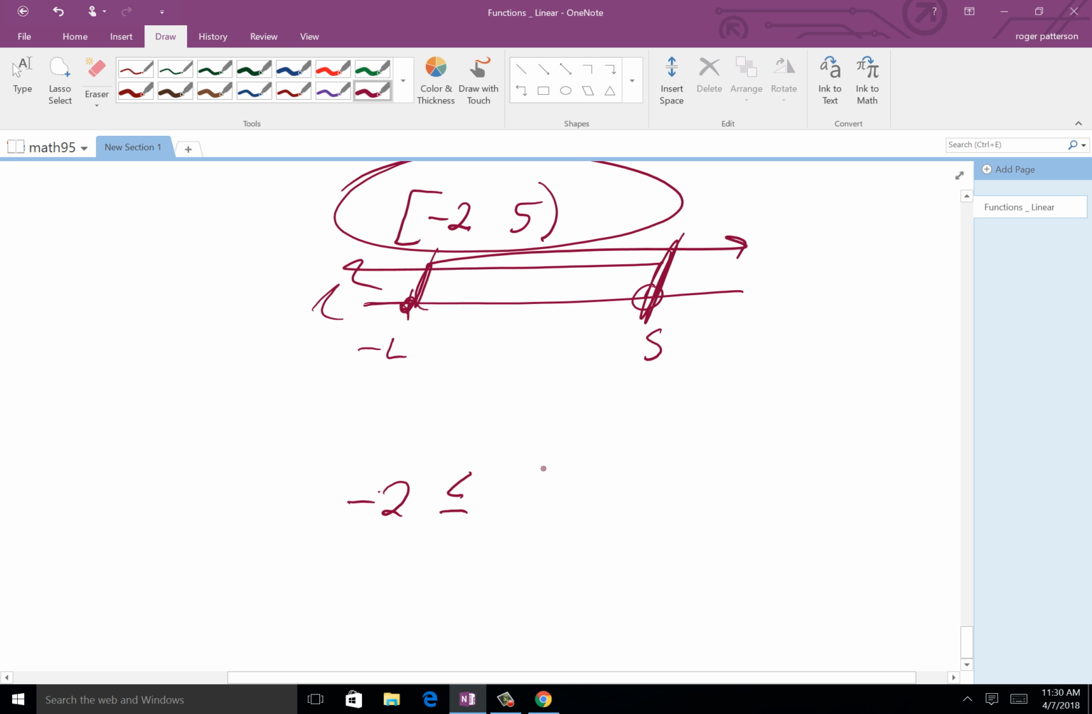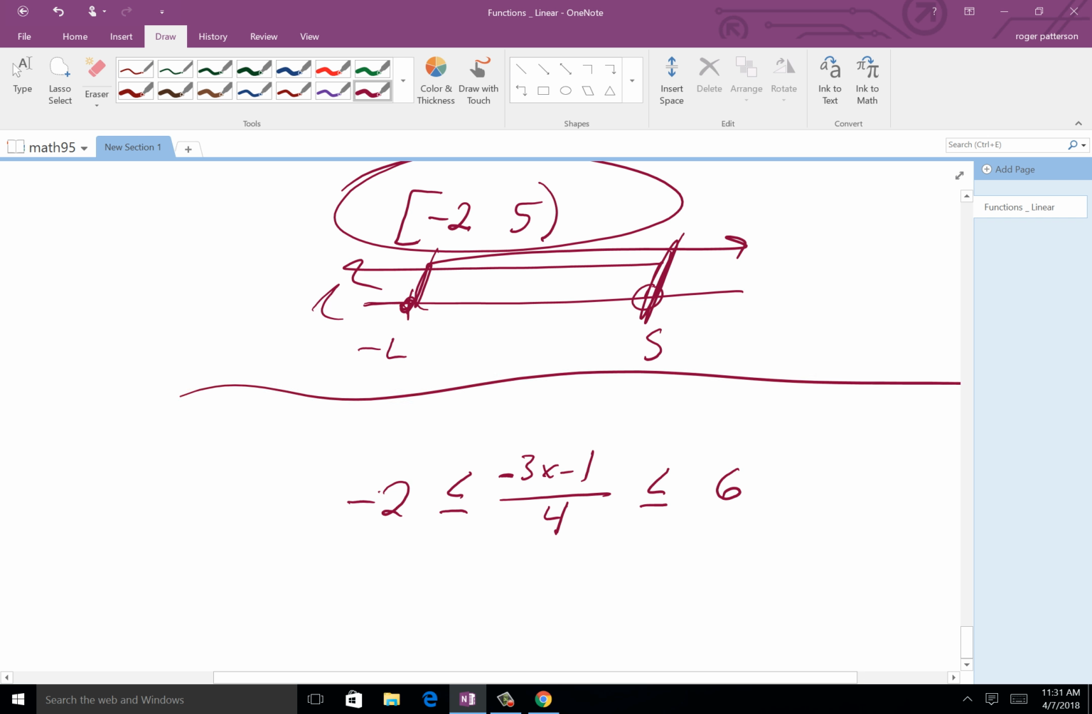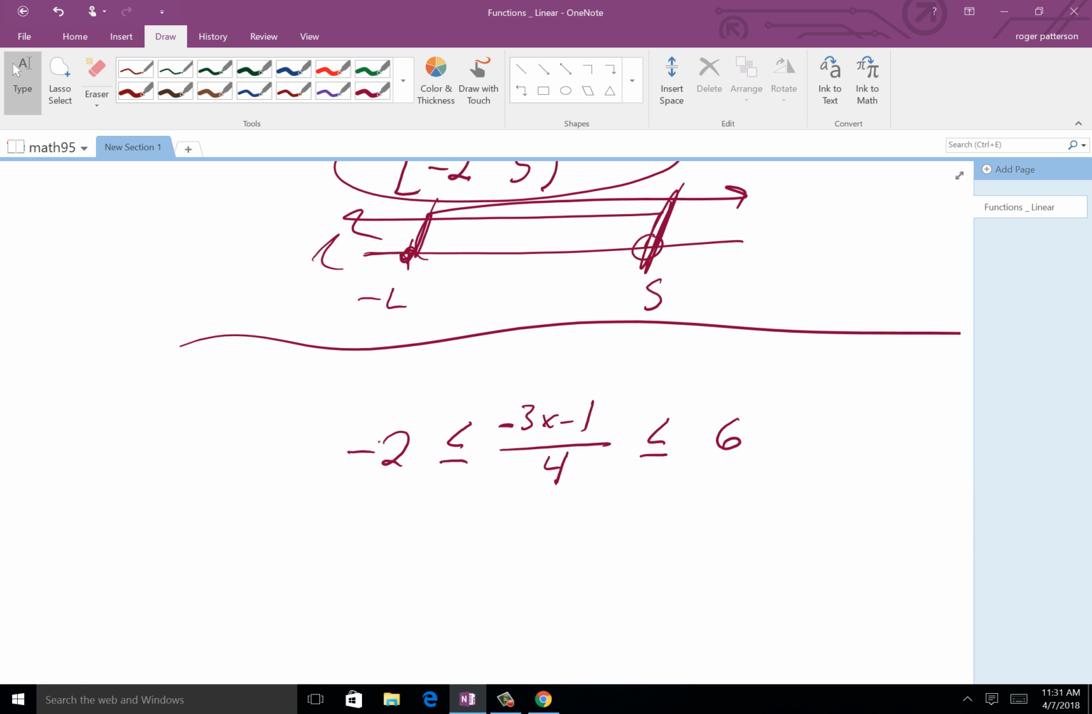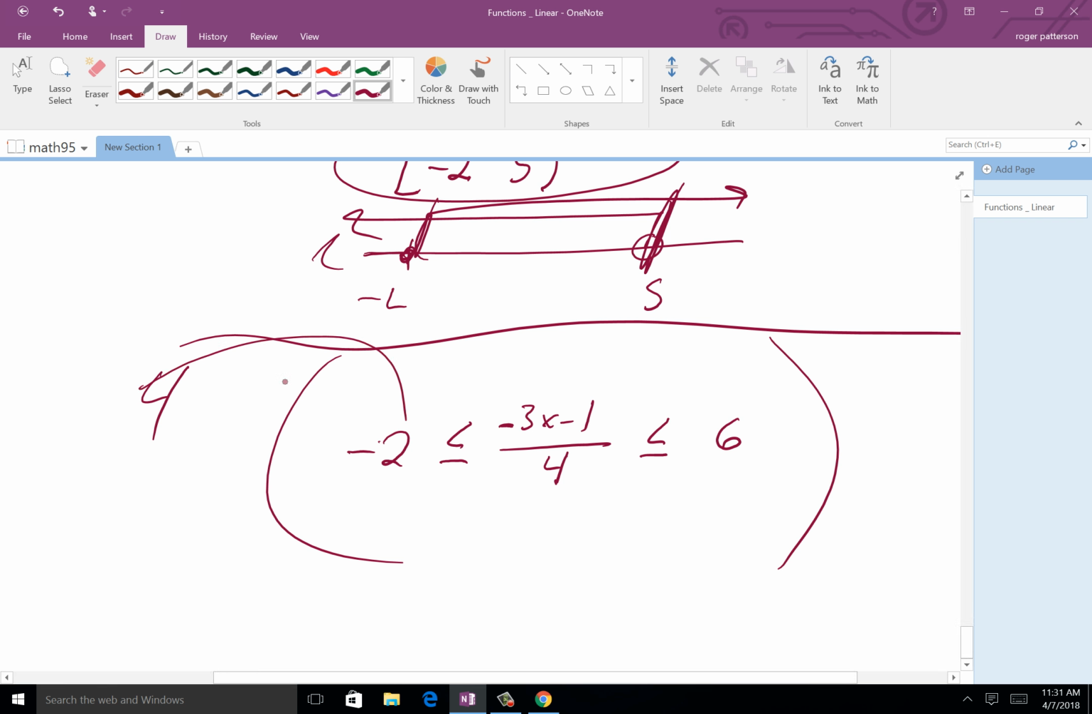What I would do is multiply everything here by 4, because you want to get rid of this 4. Hardly anybody likes fractions, so we're going to get rid of that 4. If it would be a 3, we'd multiply by 3. If it was 2, we'd multiply by 2. But it's 4, so we're going to multiply. Okay, so I'm going to get negative 8 less than or equal to. Now when I multiply by 4 to this 4, they cancel. Right? So they're gone. So I don't have to worry about it. So then I have negative 3x minus 1 less than or equal to 24.